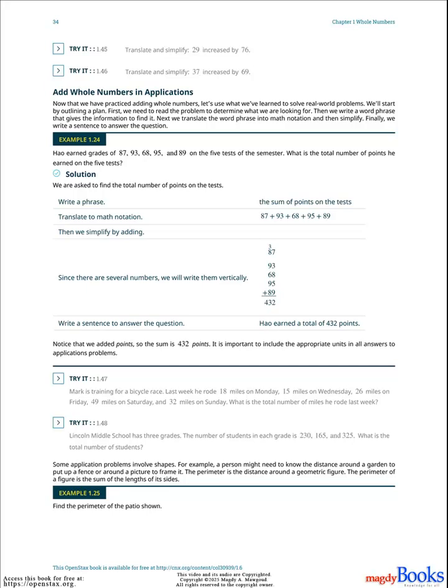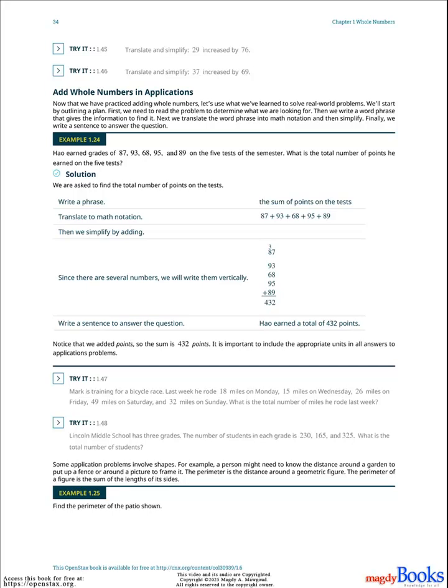Example 1.24. Hao earned grades of 87, 93, 68, 95, and 89 on the 5 tests of the semester. What is the total number of points he earned on the 5 tests? Solution. We are asked to find the total number of points on the tests. 1. Write a phrase. The sum of points on the tests. 2. Translate to math notation. 87 plus 93 plus 68 plus 95 plus 89. 3. Then we simplify by adding.